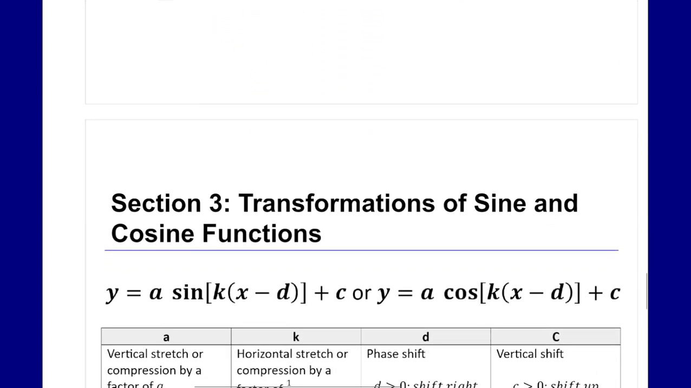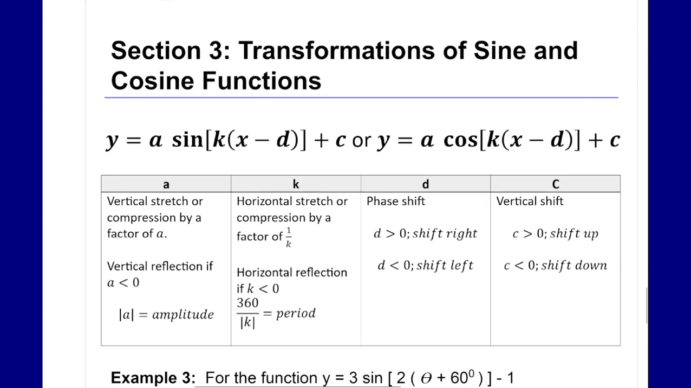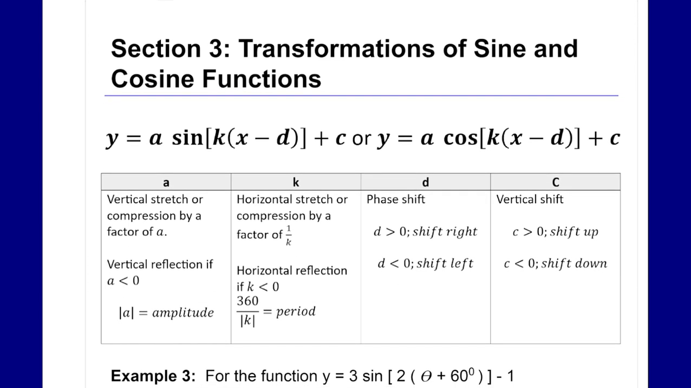With our sine and cosine functions, we can transform them the exact same way that we would any other function, with our a, k, c, and d values. These are the same values that we looked at in transformations for our quadratic, rational, radical, and exponential functions. There are two different scenarios depending on whether we're dealing with a sine wave or a cosine wave, but the general formula still remains the same.